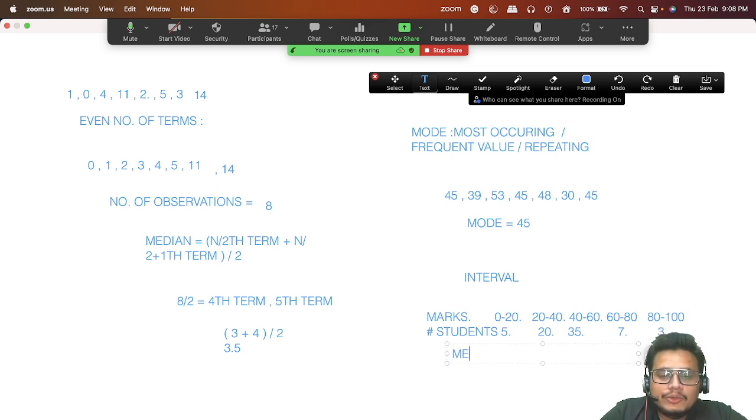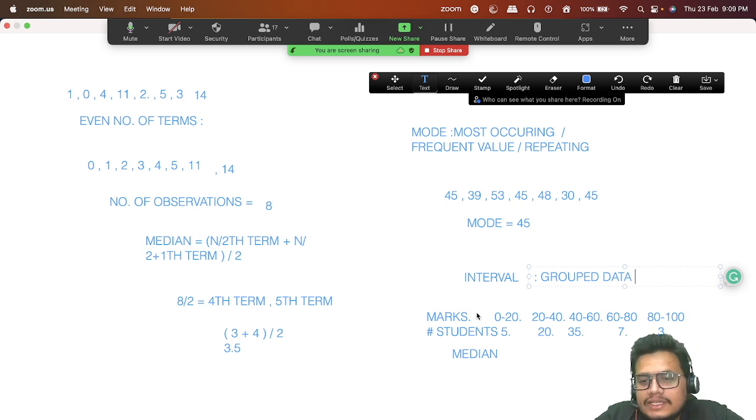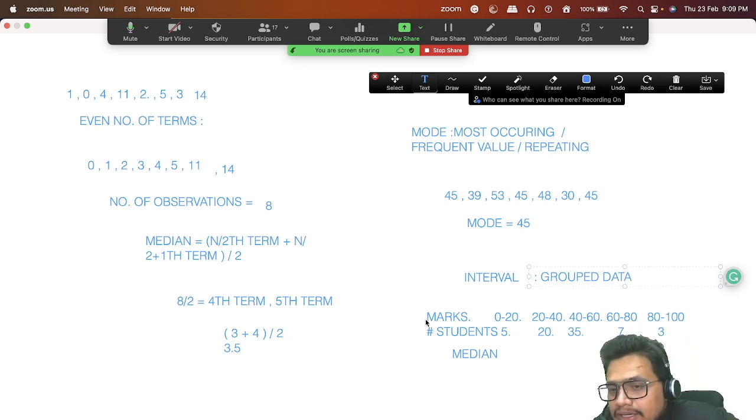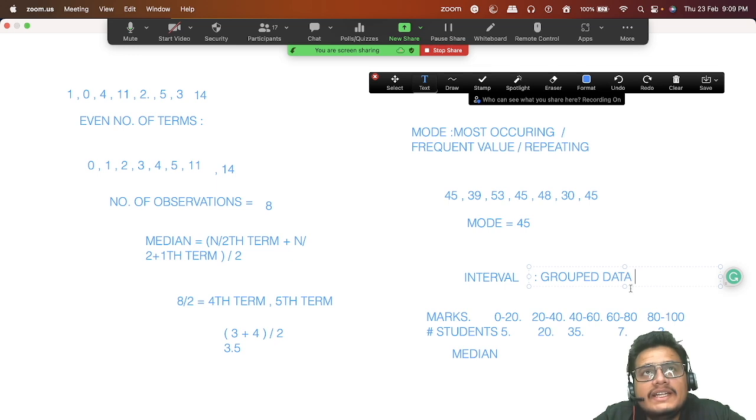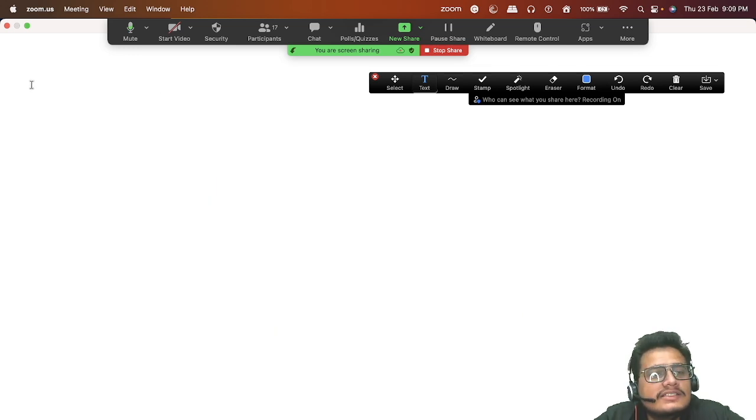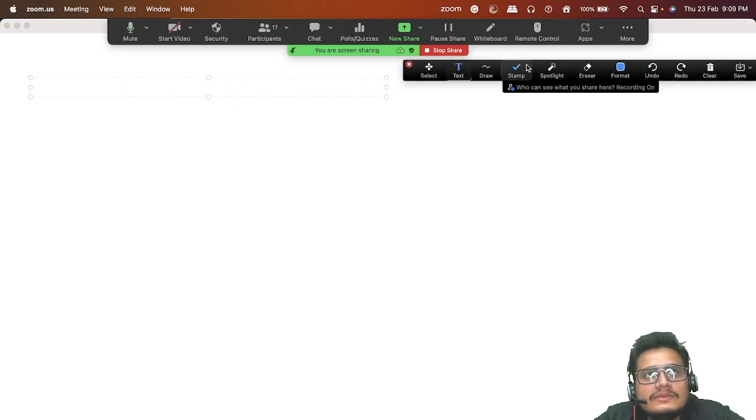Now I want you to calculate the median. मीडियन बेसिकली क्या था आपका, मिड वैल्यू. So this type of data, it is called grouped data. ठीक है, जहाँ पे we are getting the intervals is called grouped data. ठीक है, so in the grouped data what happens is, let's write some steps for this first. Okay, then we'll solve it.